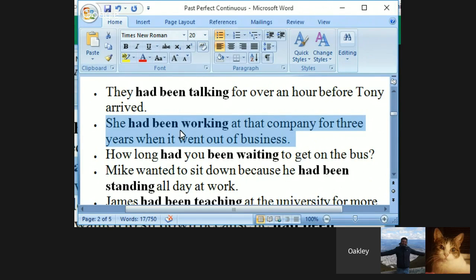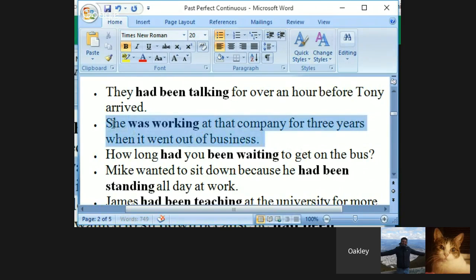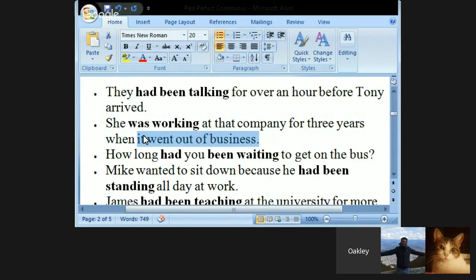As opposed to, that's what I would assume, if I change this to she was working at that company for 3 years when it went out of business, this says to me she had no idea. They did not tell the staff that they were going out of business. Wham! Sudden interrupting action that was unplanned, unscheduled, unforeseen. Do you see the subtle difference there?